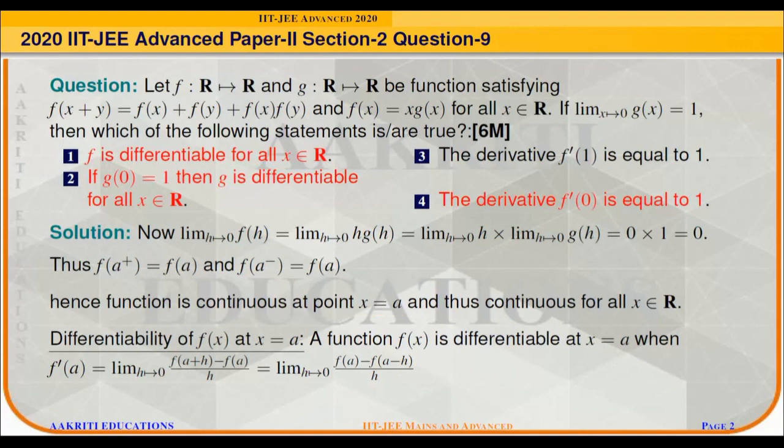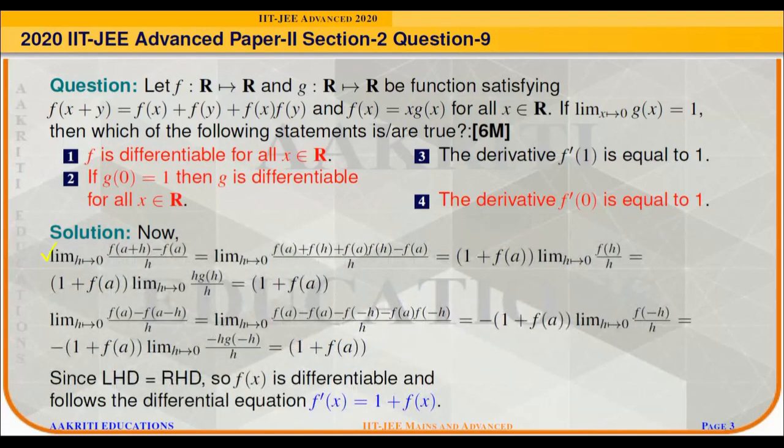Since the chosen number was arbitrary, the given function is continuous for all values of x belongs to R. Now, since the function is continuous, we can talk about differentiability. A function f(x) is said to be differentiable at x = a when the right hand side derivative is equal to the left hand side derivative, which is equal to the slope of the function at x = a.